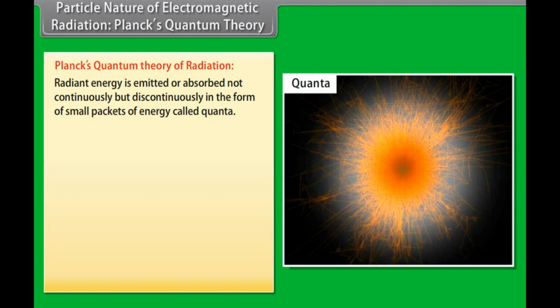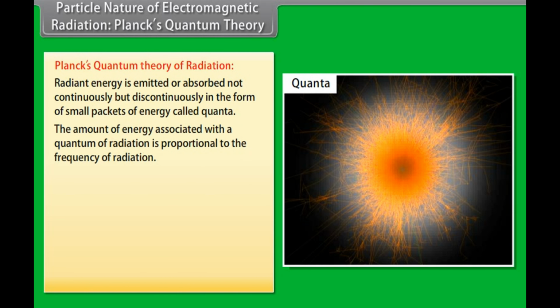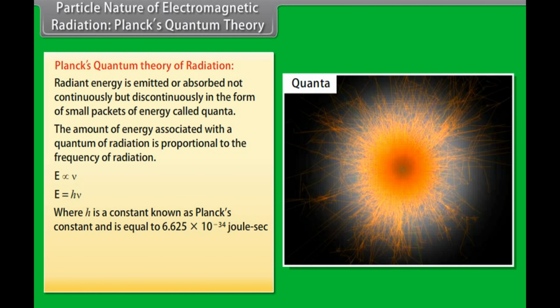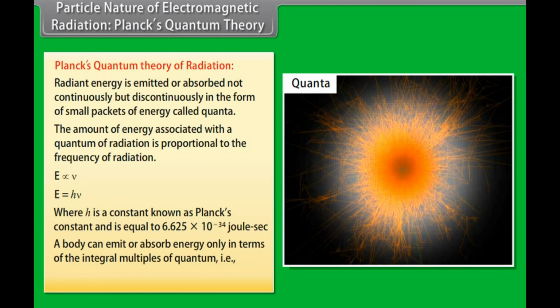Radiant energy is emitted or absorbed not continuously but discontinuously in the form of small packets of energy called quanta. The amount of energy associated with a quantum of radiation is proportional to the frequency of radiation, where h is a constant known as Planck's constant and is equal to 6.625 into 10 raised to the power minus 34 joule second. A body can emit or absorb energy only in terms of the integral multiples of quantum, that is, E is equal to nh nu, where n is equal to 1, 2, 3, 4, etc.